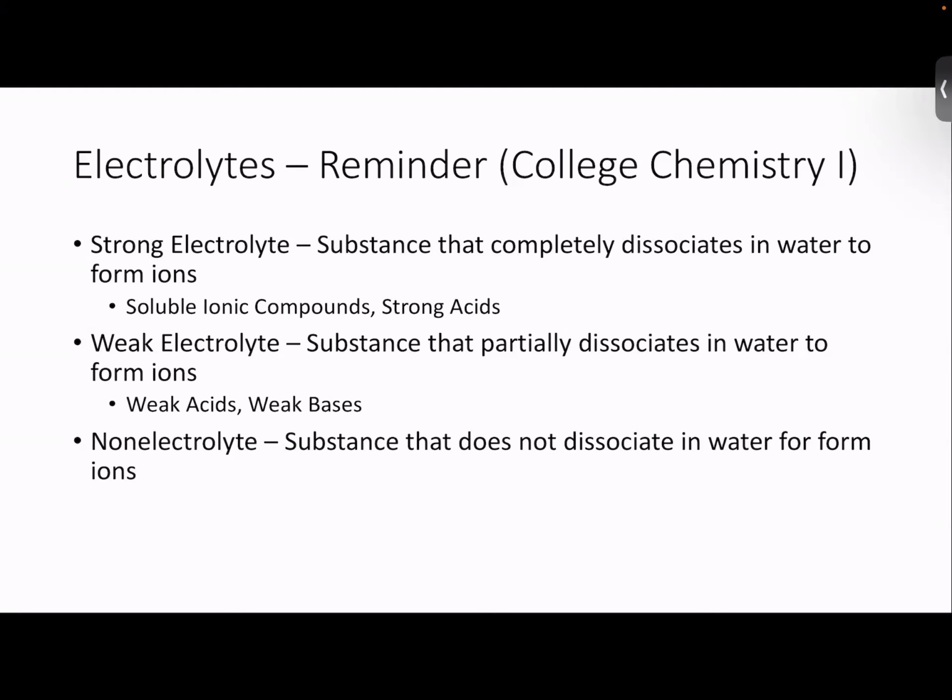So again, that's your very first question you have to ask yourself. Is it a strong electrolyte or a non-electrolyte? We're not going to worry about the weak electrolytes with respect to the colligative properties. So the first question, is it strong or is it a non-electrolyte?